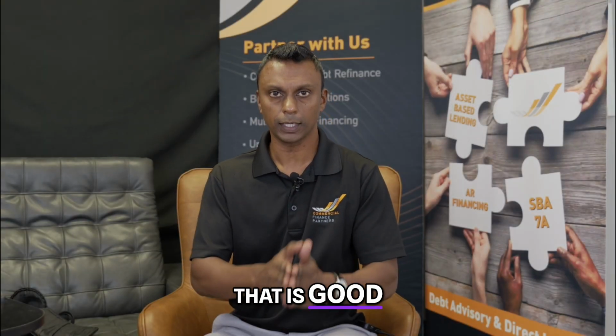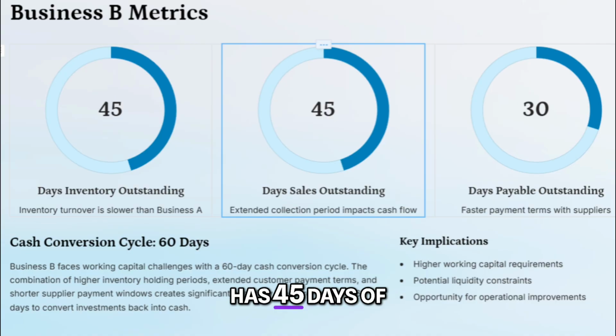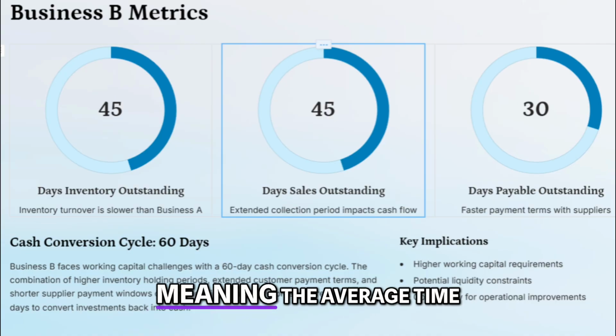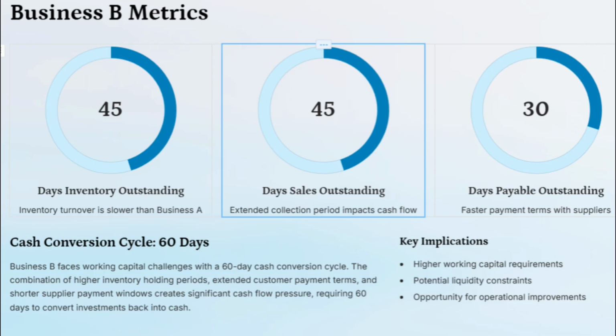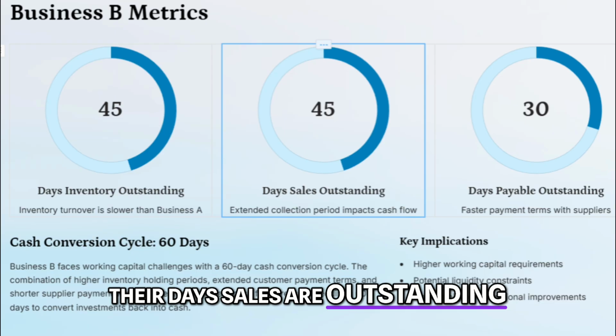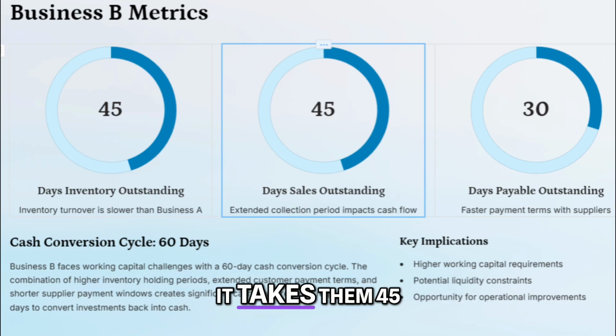That is good. Company B has 45 days of days inventory outstanding, meaning the average time their inventory is on the shelves is 45 days, compared to 30 in example A. They also have 45 days that their days sales are outstanding. So after they've sold inventory, it takes them 45 days to get paid, compared to Company A, which gets paid in 15 days. And finally, the days payable outstanding is 30 days.